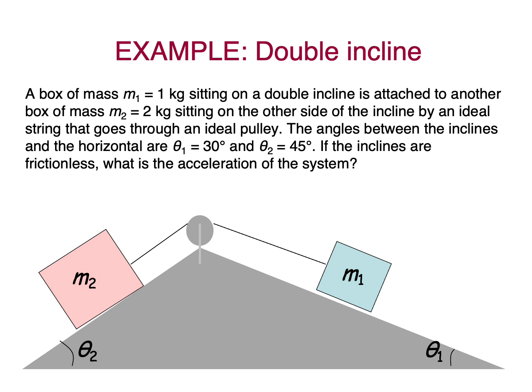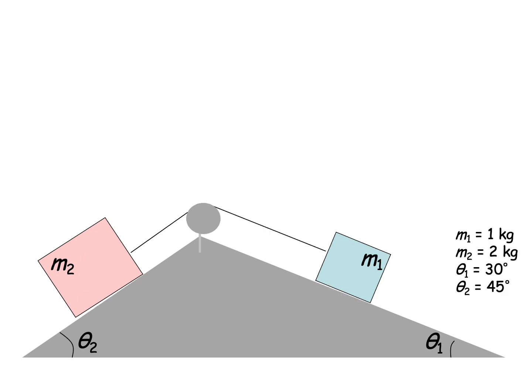So the angles between the two inclines and the horizontal are 30 degrees on this right side and 45 degrees on the left side. If the inclines are frictionless, what is the acceleration of the system? So let's work on the problem. As always, take a deep breath and write down what you know. We know the masses, 1 kilogram and 2 kilograms. We know the angles, 30 degrees and 45 degrees.